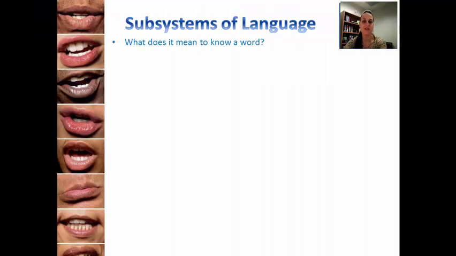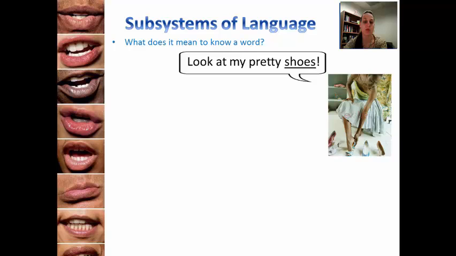Okay, so before we get into phonology, let's go over the subsystems of language in general and talk about what it means to know a word, among all the different parts that you actually know about it, but that you don't realize. So we can use this example, right? This woman who is trying on different shoes, and she says, "Look at my pretty shoes." So the first thing that she knows is the sounds and the sequencing, right? She's saying these words, and every word has a couple of different sounds involved.